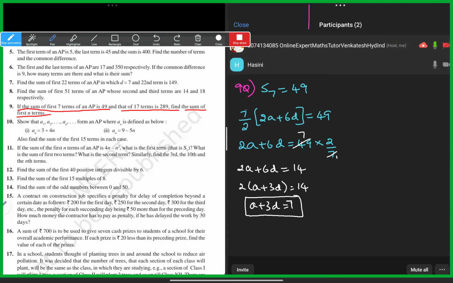So now I can see one equation, Hasni. One more equation similarly we will get using S17.